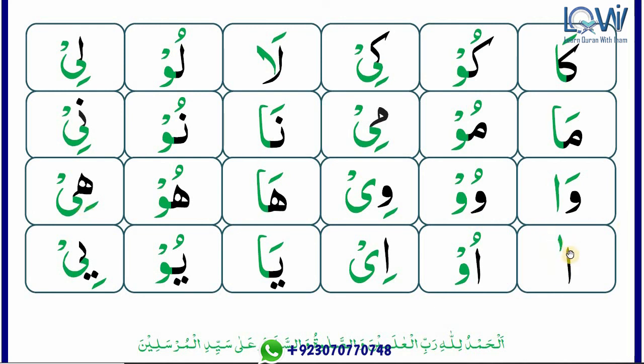Next letter is Hamza, because when alif will have any sign like harakat or jazm on it, then you will have to pronounce Hamza. If alif doesn't have any sign, then alif can be read alif. Otherwise, if alif has any sign, then you will have to pronounce Hamza. So this alif has vertical zabar on it, so we will read it Hamza. Hamza zabar a.